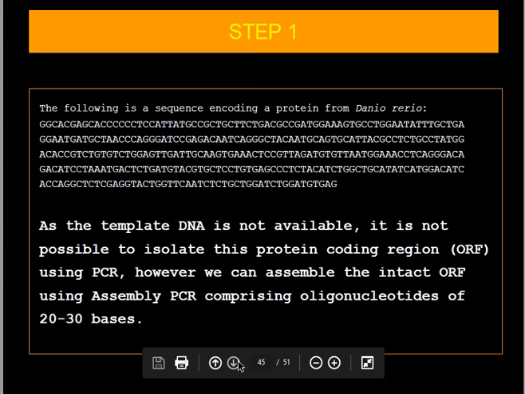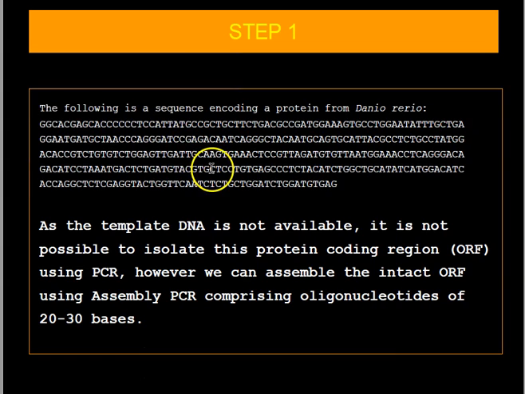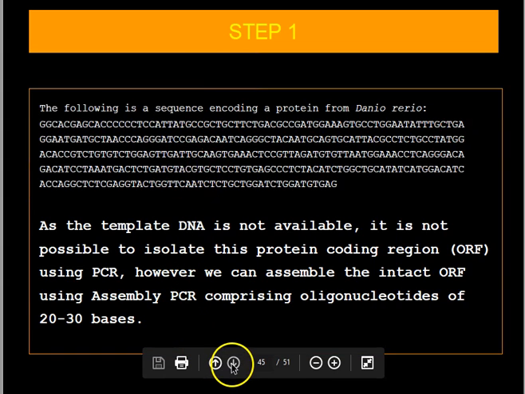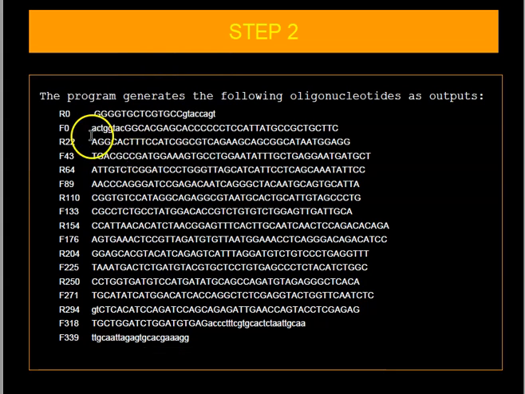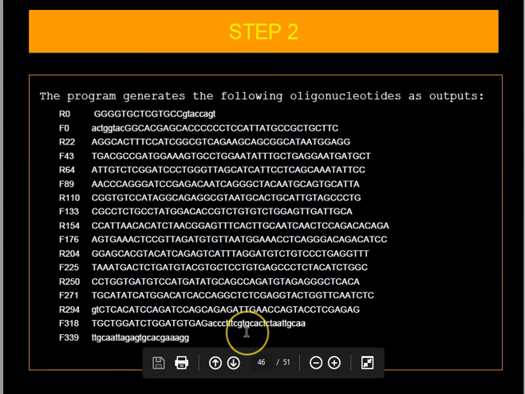Okay, so this is the template DNA. So we will, for instance, this is from Danio rerio. We want to basically express this template. So the first step will be identifying that particular template and downloading it from the NCBI. The next step will be to copy and paste the sequence into the Gene2Oligo program, and the Gene2Oligo program will generate these particular sets of primers.